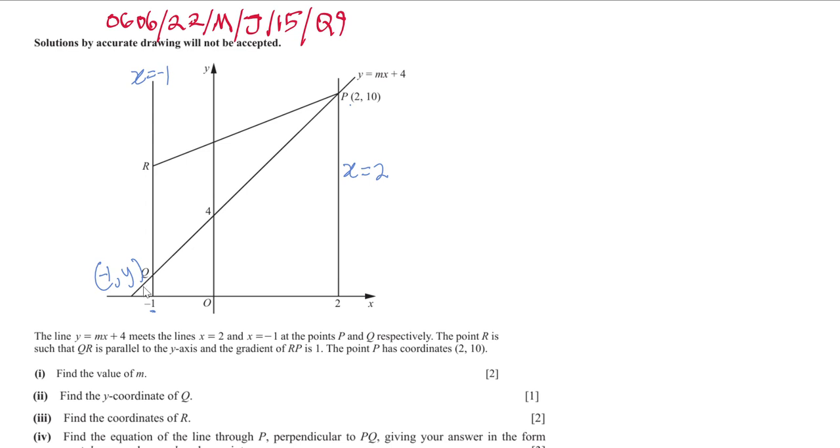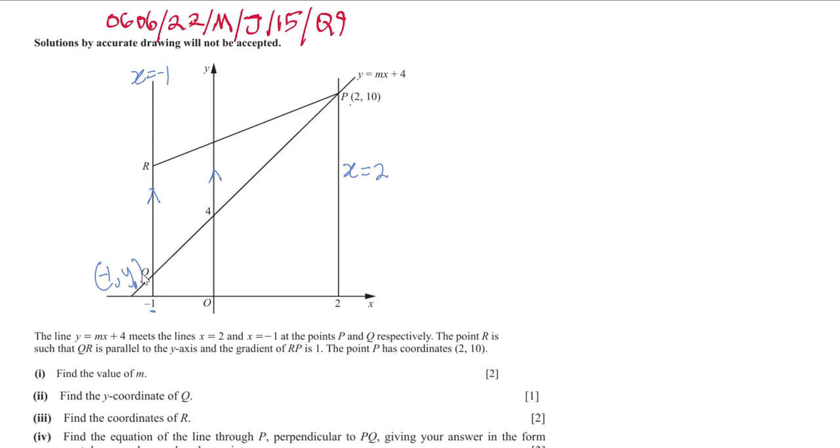Now, okay, let me name it y1. Minus 1, y1. The point R is such that QR is parallel to the y-axis. QR. So let me put an arrow on QR and then a y-axis. The question says that these two lines are parallel.